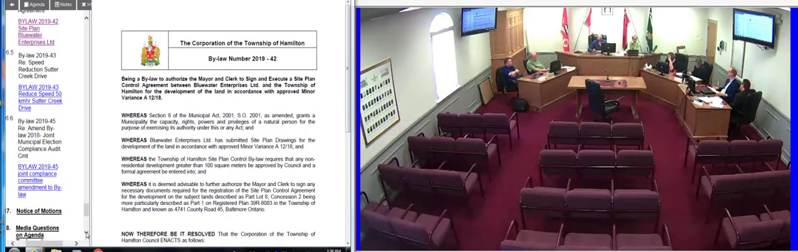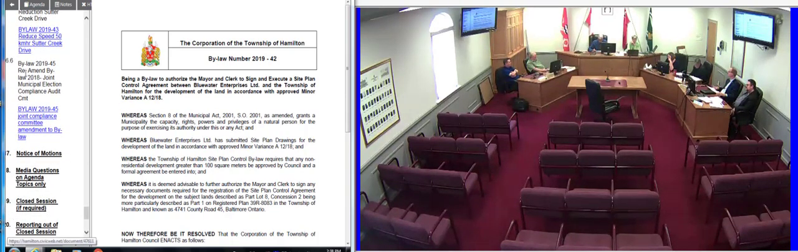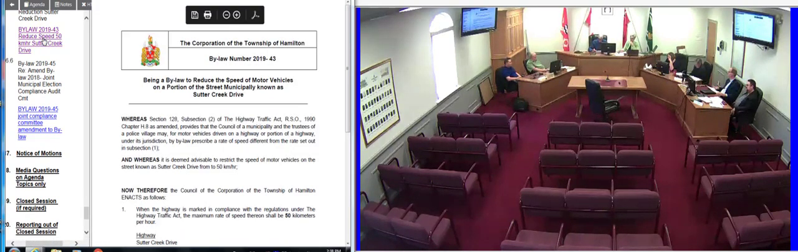16.5. Mover and a seconder, please, that bylaw 2019-43, being a bylaw to reduce the speed of traffic on Sutter Creek Drive to 50 kilometers per hour, and to direct staff to erect the appropriate signage, be given first, second, and third reading, and finally passed this 18th day of June, 2019. Moved by Pat, seconded by Larry. Discussion. All in favor? That's carried.